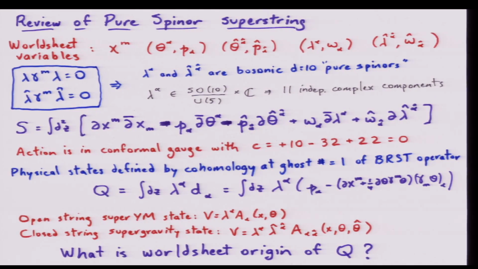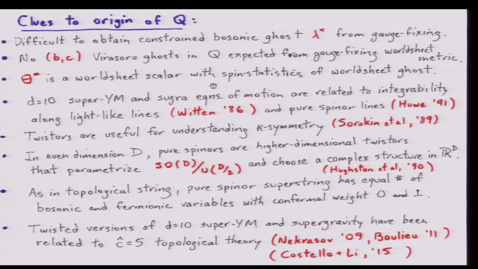Now, it turns out this naive guess doesn't seem to work. So this lambda alpha ghost is, of course, constrained. And it's very difficult to see how you can get the constrained bosonic ghost from gauge fixing a fermionic symmetry. Although many people and I have tried, I don't think we really succeeded. Secondly, you have this Virasoro ghost, which you would expect to get if you start with some world sheet reparameterization invariant action, and they're not present in Q. Thirdly, you have this field theta, which is a world sheet scalar, which actually sounds like it's a world sheet ghost and not a world sheet matter field.